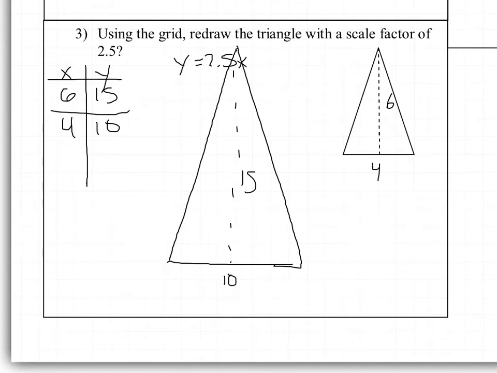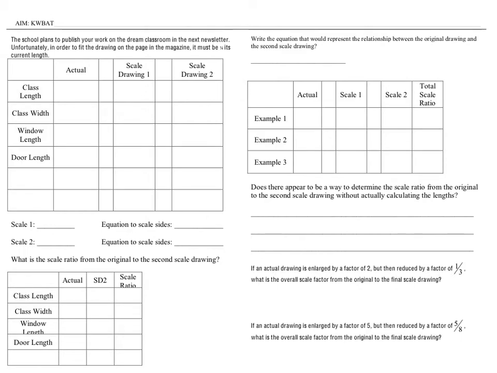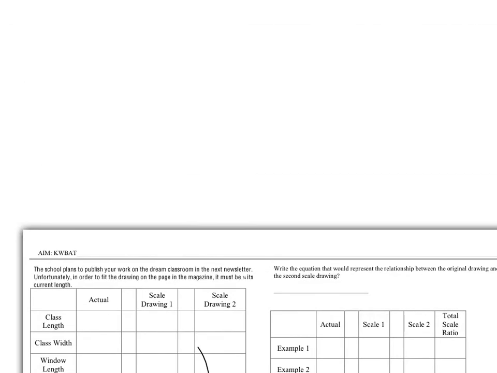Alright, let's go ahead and flip on over to our class book. So, writing our aim for today. Today's aim, Kipsters will be able to determine equivalent scale factors for double scales.